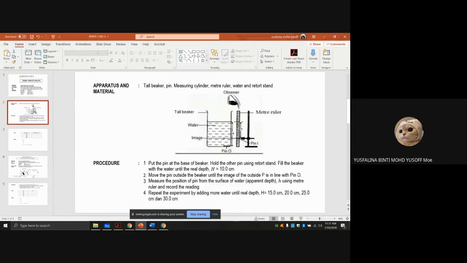The next one, the apparatus. So this is the apparatus: tall beaker, pin, measuring cylinder, meter ruler, water, and retort stand. All the materials and apparatus must be complete. For example, in the inertia experiment, you use plasticine, so you must include the instrument you use to measure the mass of the plasticine. So you must include the weighing balance.